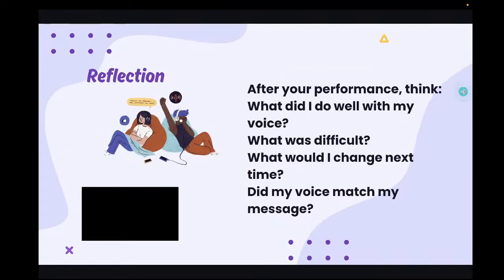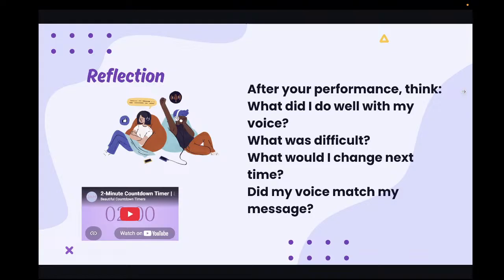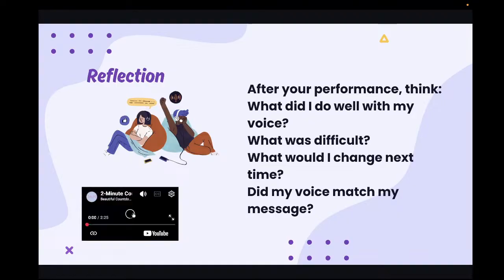Okay, let's keep going. So, reflection. After your performance, think: what did I do well with my voice? What was difficult? What would I change next time? Did my voice match my message? Okay, so we're going to do a 2-minute countdown timer.